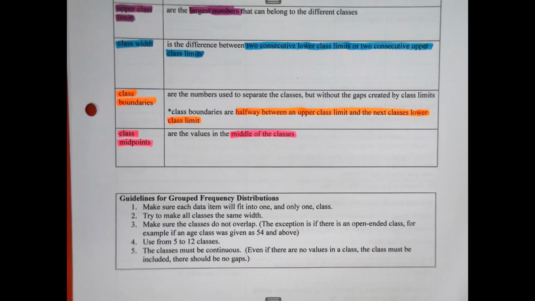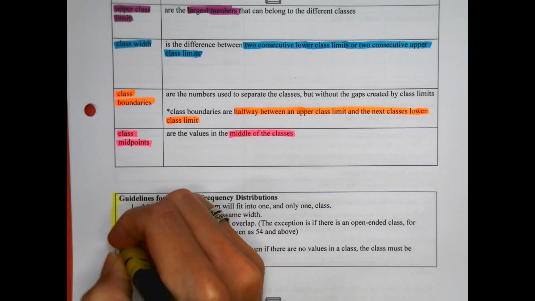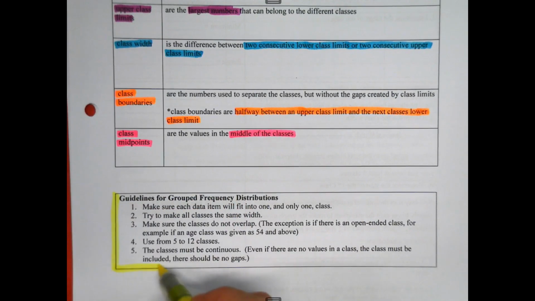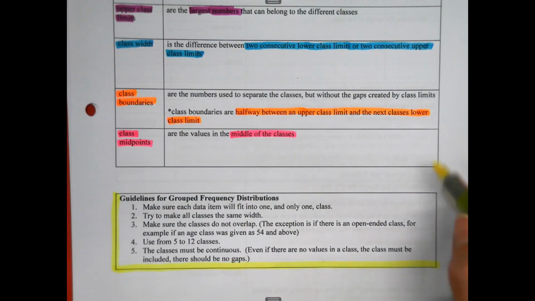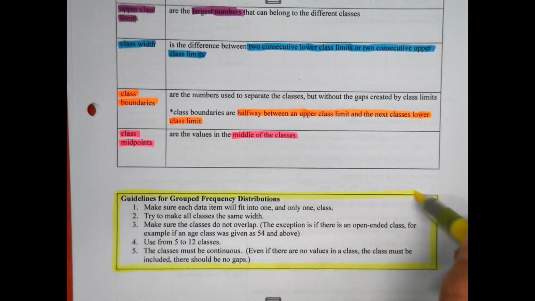Some guidelines for making grouped frequency distributions. We need to make sure that each data item fits into one and only one class. We don't want any classes that overlap. The second thing, we want to try to make all of the classes the same width. Make sure that the classes do not overlap. There is an exception. The exception is if you have open-ended classes. For example, an age class, that would be like 54 and above. So that is the reason why we could have classes that also have different widths.